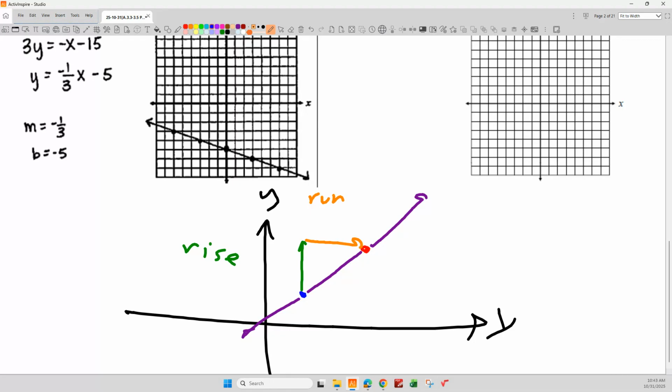Like if I had, for example, the point, let's say this one were over 2 and up 1 from the origin. So the coordinates of the blue point were 2, 1. And let's say the coordinates of the red point were 4, 2. What would the rise be? I disagree. It'd be 1. How come?